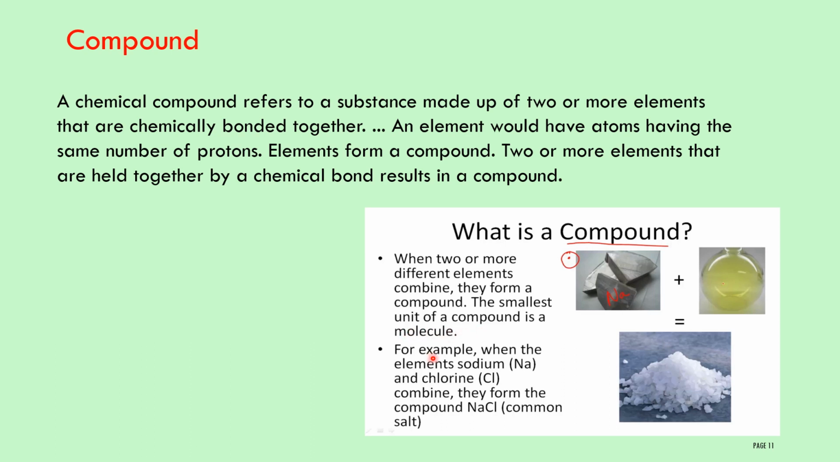For example, when the element sodium and another element chlorine combine chemically, you will get sodium chloride, common salt. In simple words, a compound is a combination of two or more elements that combine in a chemical form. Here, sodium is an element, chlorine is an element, and the two elements combined to form a compound. Sodium chloride is a compound.